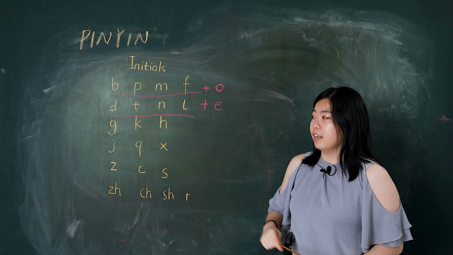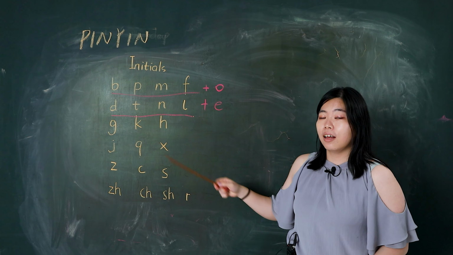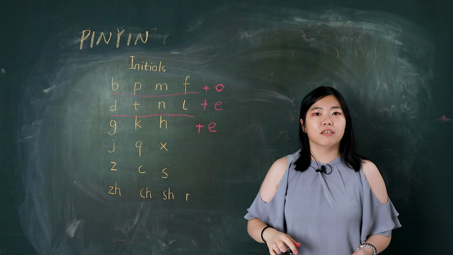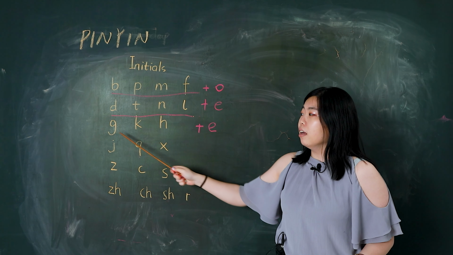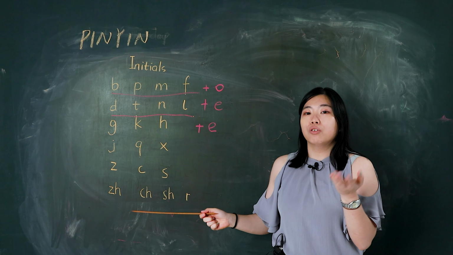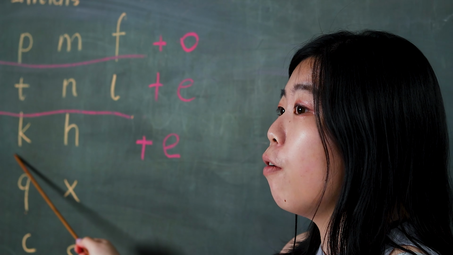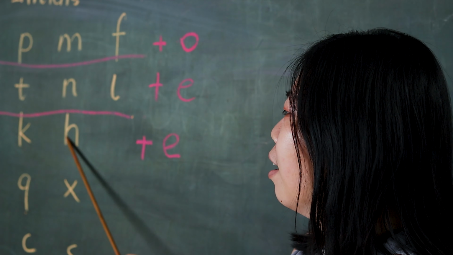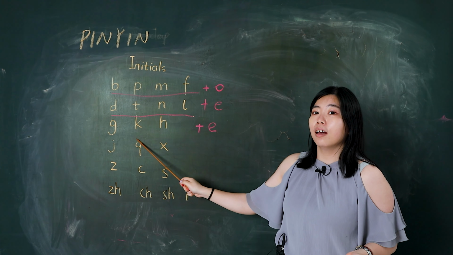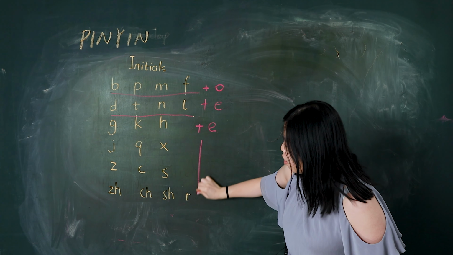And let's see the third line. G, k, h. G, k, h. Here we also use a final to help us pronounce loud and clear. For g, k, h, we use the back of the tongue. So go back. This one, g, g, and with air flow out, k, k, h, h. Read after me, g, k, h. Very good.